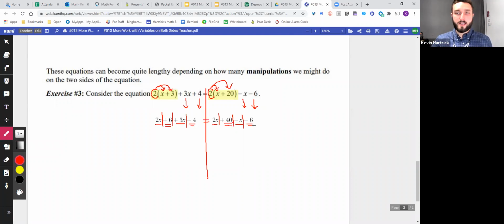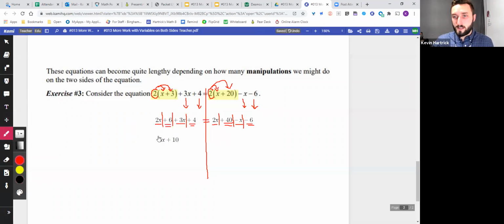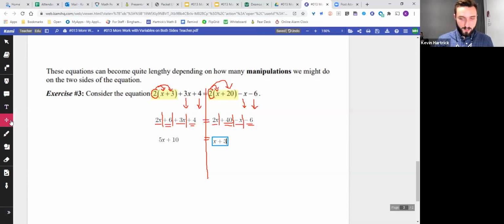All right, I'm all annotated up. Now I just got to combine the ones that are like. So 2x's and 3x's makes 5x's on this left side. Okay, a 6 and a 4 makes a 10. So what I have simplified over on that left-hand side is 5x plus 10. On the right-hand side, I have 2x's, take away an x. That gives me an x. Then I have 40, take away 6, gives me a plus 36.